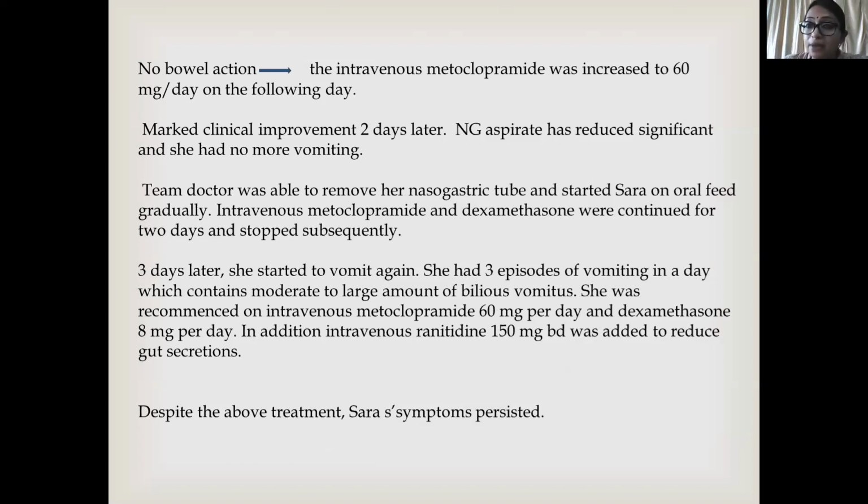But again, what happens? Sarah again starts vomiting. Okay, she has 3 episodes of vomiting, and that too moderate to large amount. And she was again started on metoclopramide, dexamethasone, and other IV drugs. And despite the above treatment, Sarah's symptoms persisted. So I want you to tell me, what would you do? What would you advise for her?